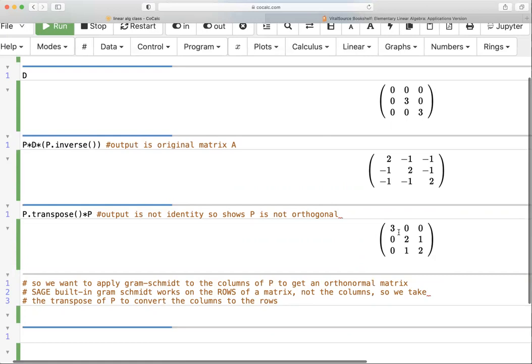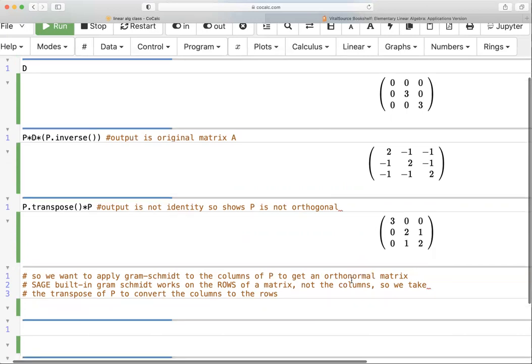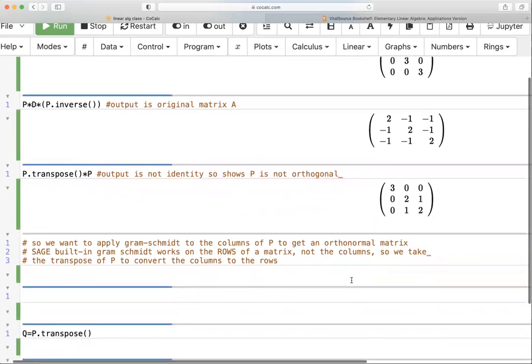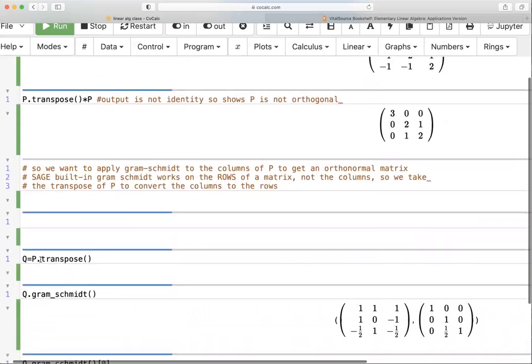And the way to do that is use the Gram-Schmidt process. Now, Sage does have a built-in Gram-Schmidt process. If you give it a matrix, it applies this built-in Gram-Schmidt process to the rows of the matrix, not the columns. And we're kind of interested more in the columns, but that's easy to fix. We just take the matrix and transpose it.